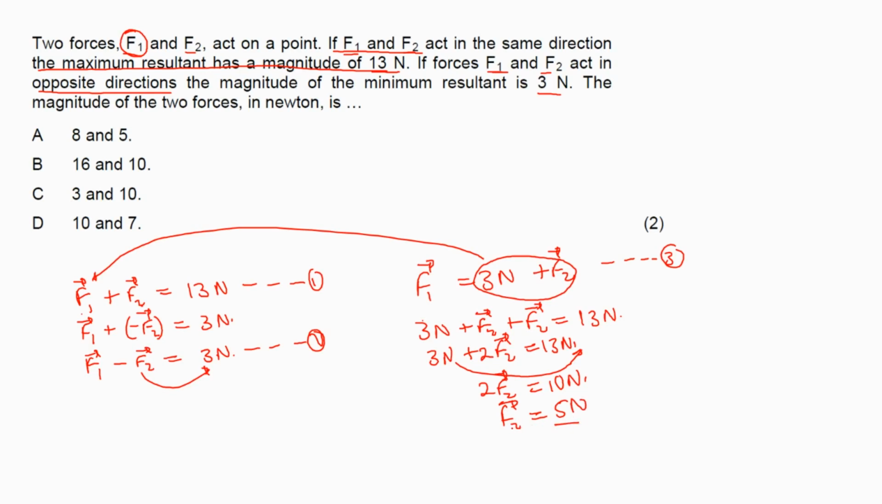Right, if force 2 is 5 newtons, therefore F1, remember F1 here is 3 newtons plus F2, therefore F1 is equal to 3 newtons plus 5 newtons, which is equal to 8 newtons. So it means one force is 5 newtons and the other one is 8 newtons. Whichever one of the forces is 5 newtons and then one of the forces is what? 8 newtons.